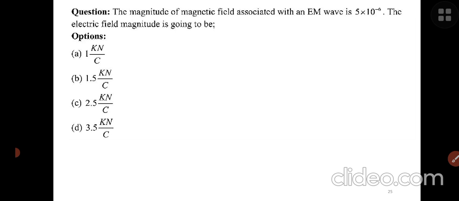The magnitude of magnetic field associated with an EM wave is 5 into 10 to the power minus 6. The electric field magnitude is going to be, four options are given. Let's find the answer.